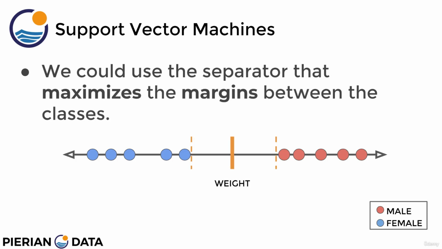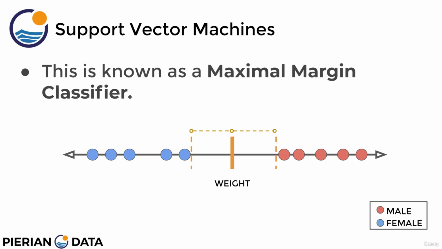And what we could do is use the separator that maximizes the margins between the classes. So here we can see that this separator, right in the middle, is actually going to have the maximum margin between the hyperplane or point and the first instance of each class. And this is known as the maximal margin classifier. Keep in mind, this is not a support vector machine quite yet. We're still building up to it.